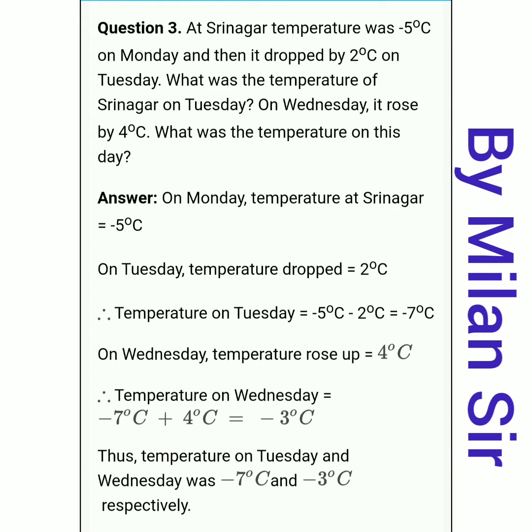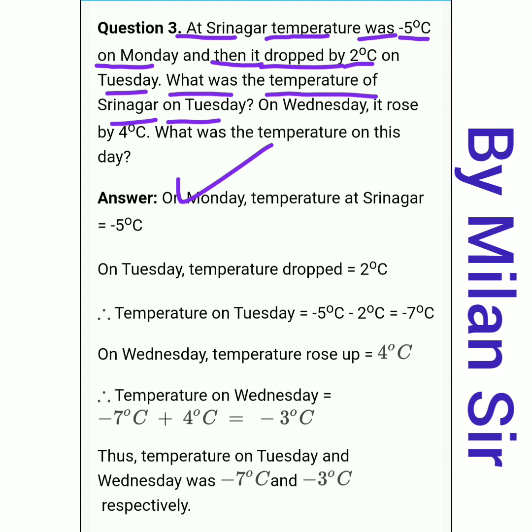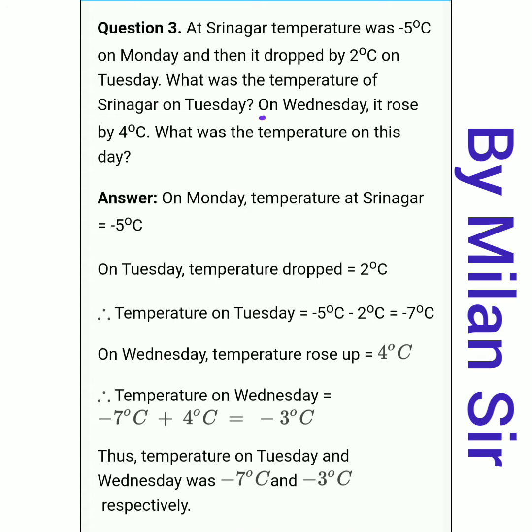In the previous video, we learned up to question number 2, right? So now we are starting with question number 3. First of all, read this question. At Srinagar, temperature was minus 5 degrees Celsius on Monday and then it dropped by 2 degrees Celsius on Tuesday. What was the temperature of Srinagar on Tuesday? Okay, and on Wednesday it rose by 4 degrees Celsius. What was the temperature on this day?